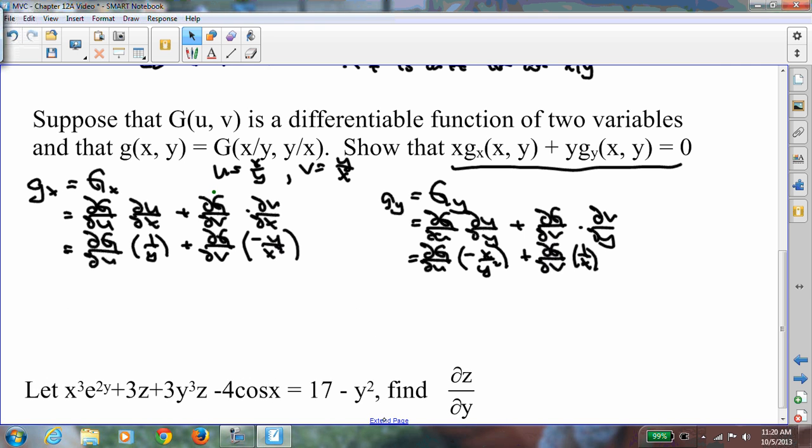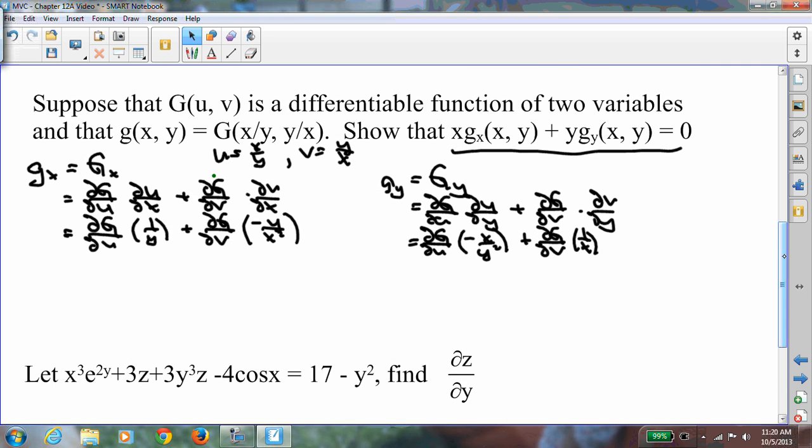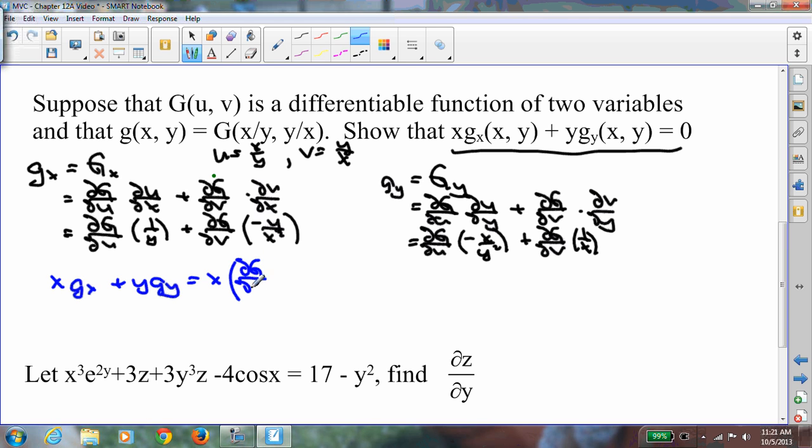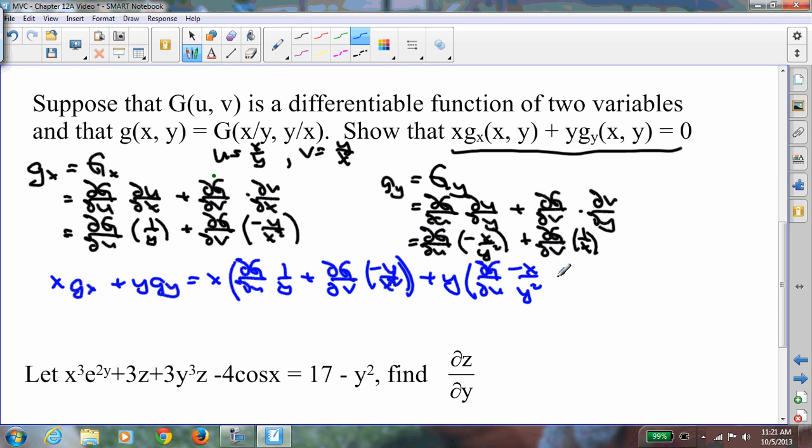So let's hope I did this correctly. Alright, so I want to show that x g sub x plus y g sub y is equal to 0. So x times g sub x would be dg du times 1 over y plus dg dv times negative y over x squared, plus y times g sub y, so that would be dg du times negative x over y squared plus dg dv times 1 over x.